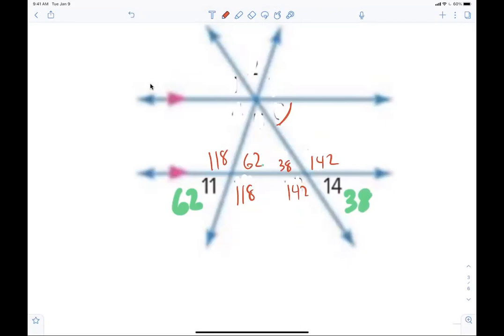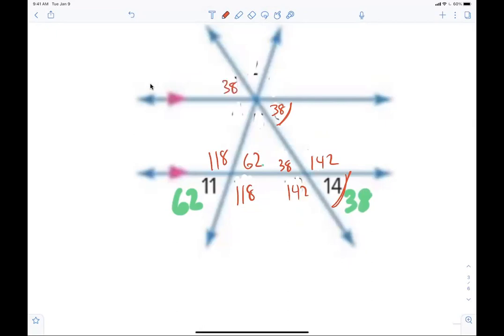What is it? 38, of course. Now, why do we say of course? Because you can say the 38 and the 142 have to be supplementary, or you can say that this angle 142 corresponds with that angle, so they have to be equal. Everybody good with that? And so then right off the bat, I can come over here and put 38.